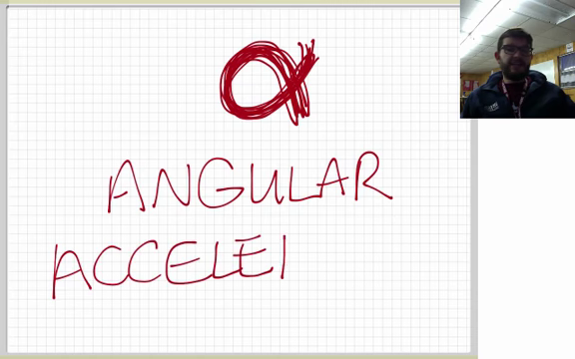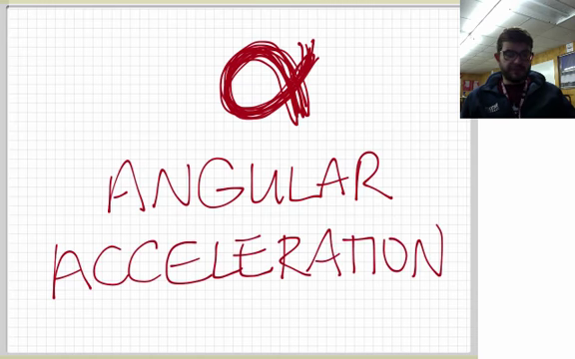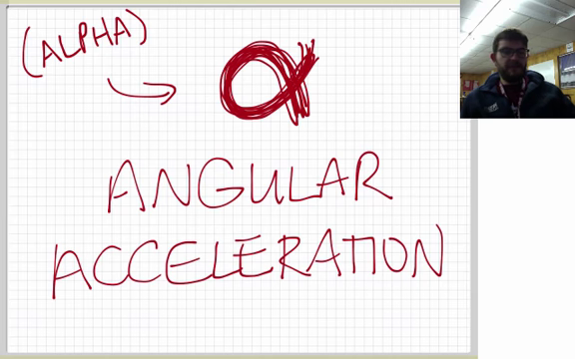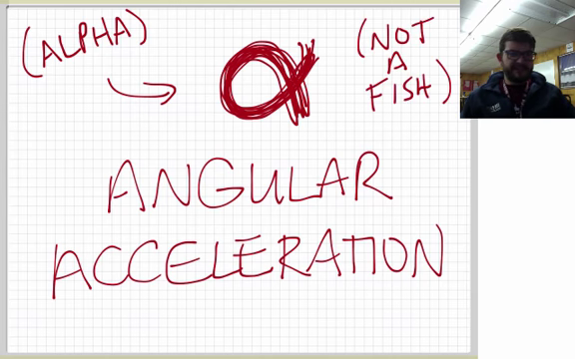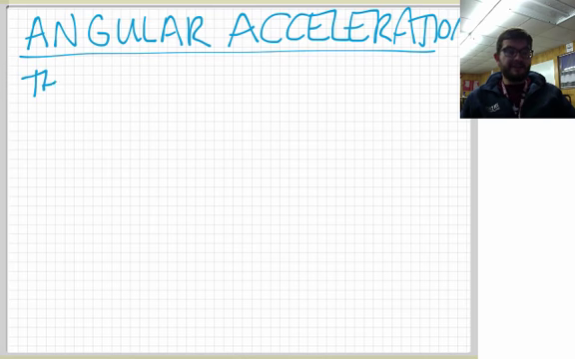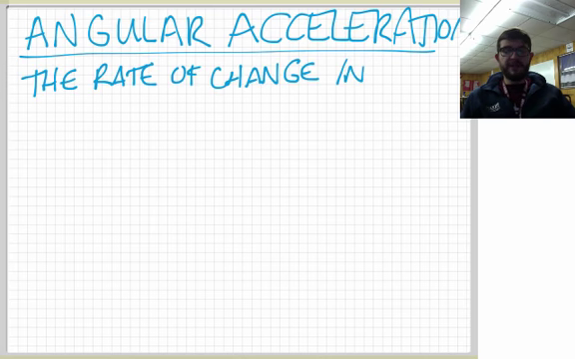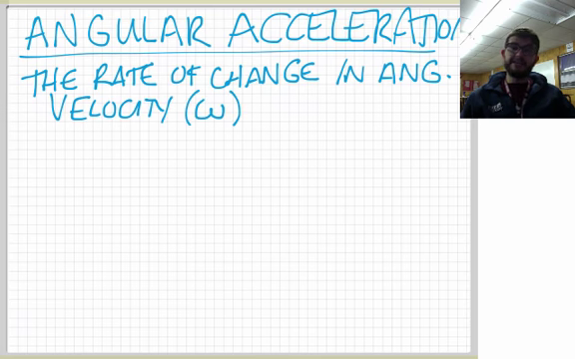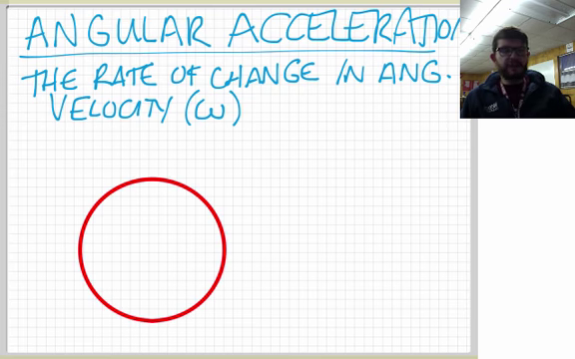Okay, our third and final quantity is called angular acceleration, and we use the Greek letter alpha. And no, it's not a fish. Everybody likes to call it a fish, but it's not a fish. It's alpha. So angular acceleration is pretty much like linear acceleration, but with circles or spinning objects. It's the rate of change in angular velocity, just like normal acceleration is the rate of change of your normal velocity. So hopefully you see that they're pretty much the same thing. It's just spinning now instead of moving in a straight line.